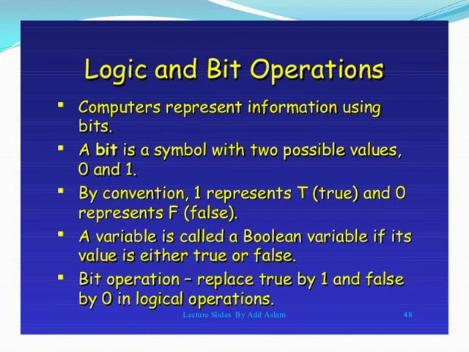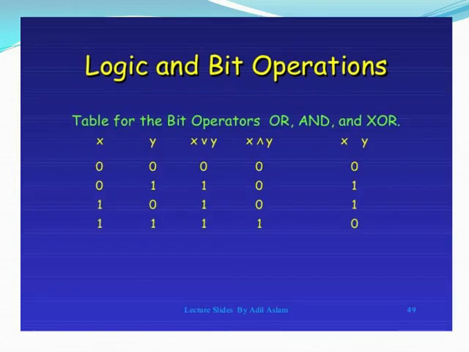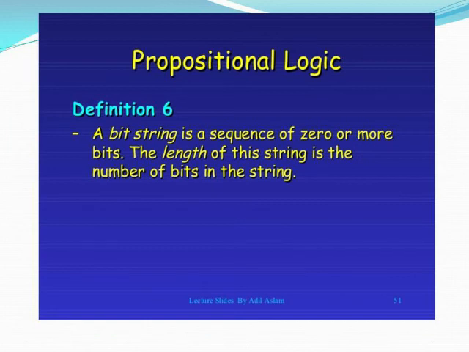Bit operation replaces true by 1 and false by 0 in logical operation. This is just for your information. Okay, then a table for representing logic and bit operation is given, same as our truth table for OR, AND, XOR, etc. XOR means exclusive OR. Here the same truth table, but here we represent true by 1 and false by 0. That's all, just check. Next, propositional logic.